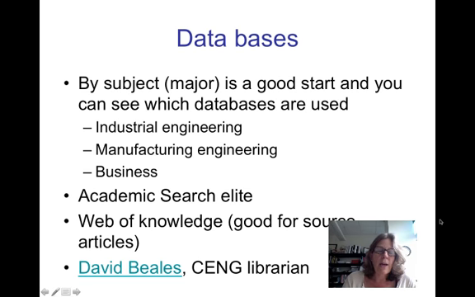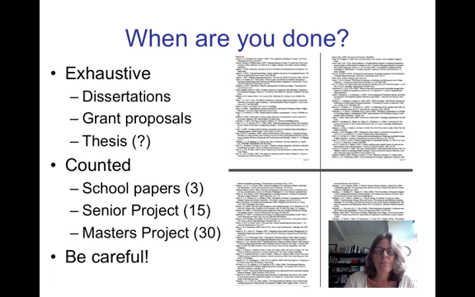One of the good ones I use is Academic Search Elite for industrial engineering topics. Web of Knowledge or Web of Science is also a good place for source articles, looking at what is the article that sort of started talking about this. And then again, David Beals, who is our librarian, is a good source of just talking through your problems. He will show you a little bit more about searching, and he also might help you to figure out how to organize what it is you're doing.